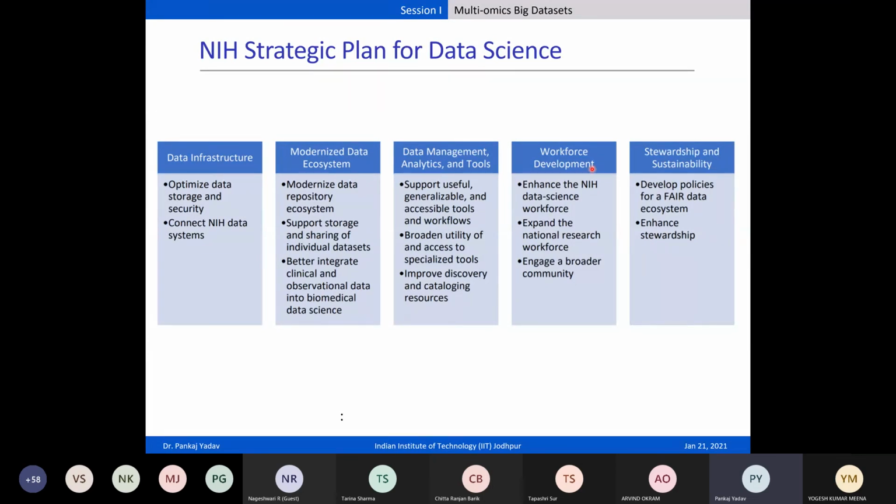Workforce is another important requirement, because if you don't have people to work on this data, you need to develop communities who can work in this domain. So they have a policy to enhance the NIH data science workforce, and they have implemented plans to expand the national research workforce and engage a broader community in data science in biology. And they have, of course, a stewardship and sustainability policy, developed for a FAIR data ecosystem, and they believe that enhancing stewardship is one of their key plans.